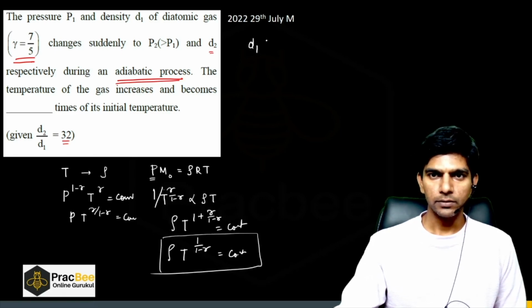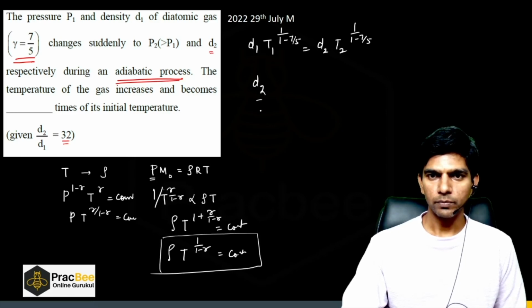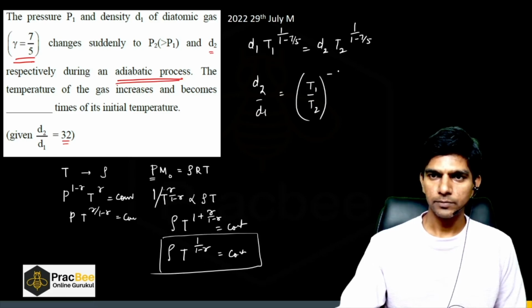So I can say D1 T1 raised to power 1 upon 1 minus gamma. Gamma is 7 by 5, right? So this is equal to D2 T2 raised to 1 upon 1 minus 7 by 5. So 1 upon 1 minus 7 by 5 is nothing but minus 5 by 2. So D2 by D1 is equal to T1 by T2 raised to power minus 5 by 2.